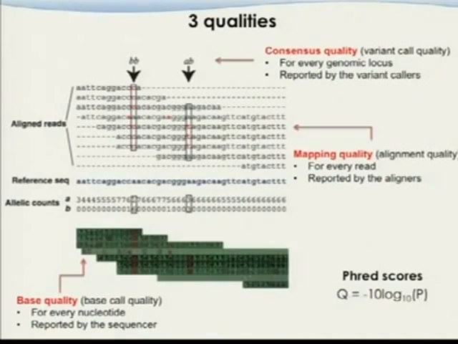Yeah, no, actually, these scores are associated with all three different types of qualities, and people are used to that. If it's base quality, it will be reported by the sequencer, and if it's mapping quality, it will be reported by the alignment algorithm, and this can be reported by the variant callers. You good?